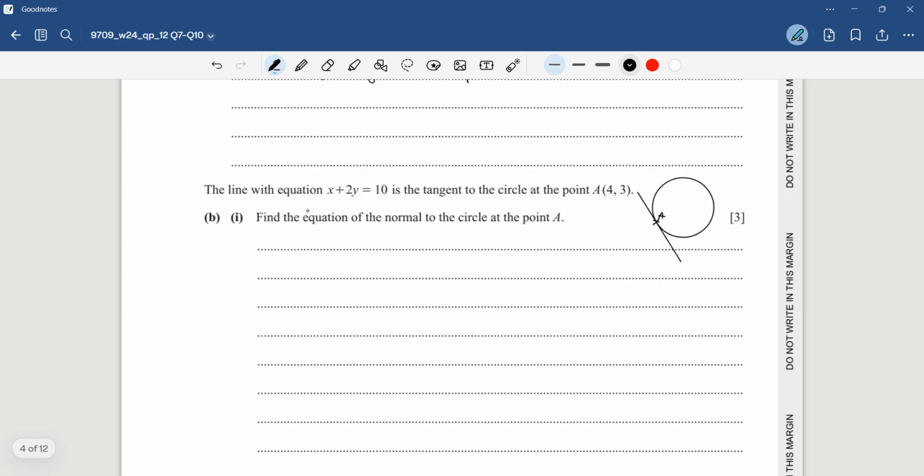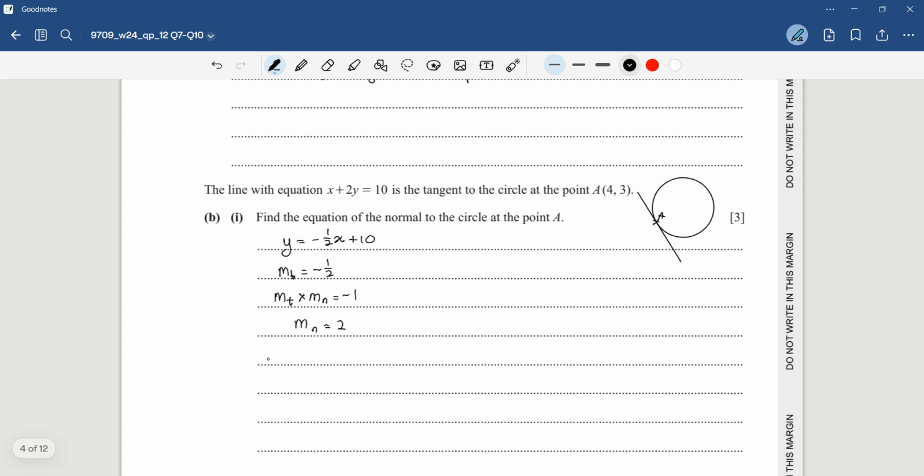So since we have this equation, it's going to be y equal to negative 1 over 2 x plus 10. From there, we know that the gradient of the tangent is equal to 1 over negative 2. So the gradient of the tangent multiplied by the gradient of the normal equal to negative 1. Therefore, the gradient of the normal is equal to 2.